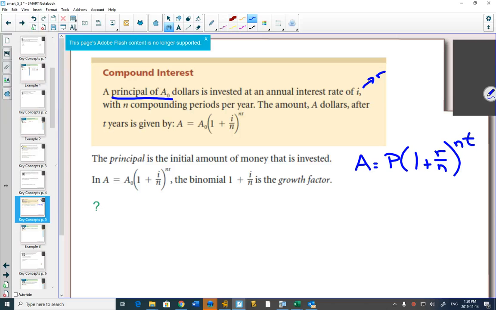And then n stands for the number of compounding periods per year. So in our first example, when it was compounded annually, then n would be 1. If it was compounded semi-annually, then n would be 2, because you're paid twice a year. If it's compounded monthly, then it would happen 12 times in a year. So the value of n changes, and then t is time in years. So the number of compounding periods, that variable n shows up twice in this equation.